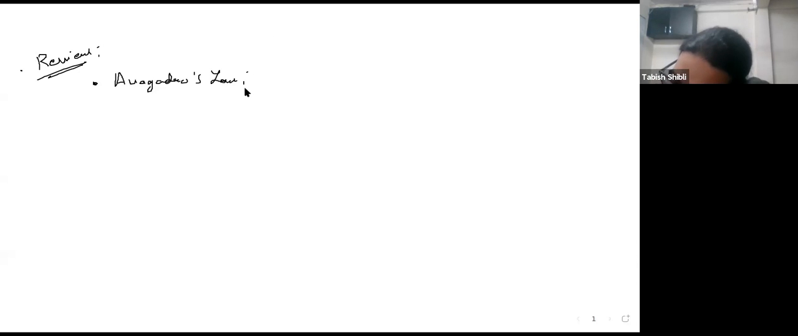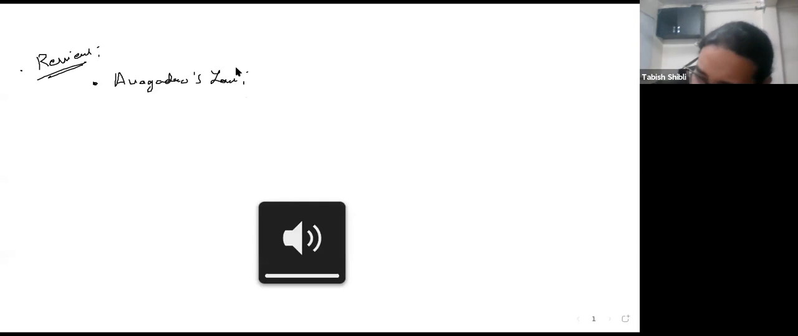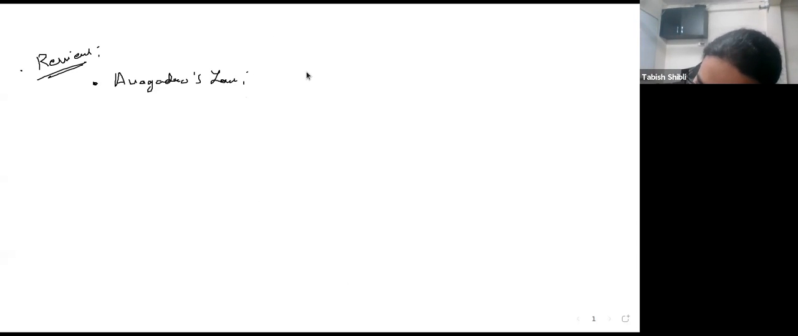Equal volume of all gases under similar conditions of temperature. Sorry, can you repeat that? आपकी आवाज नहीं आ रही. Now I'm audible. Equal volume of all gases at the same conditions, temperature and pressure, have equal number of moles.